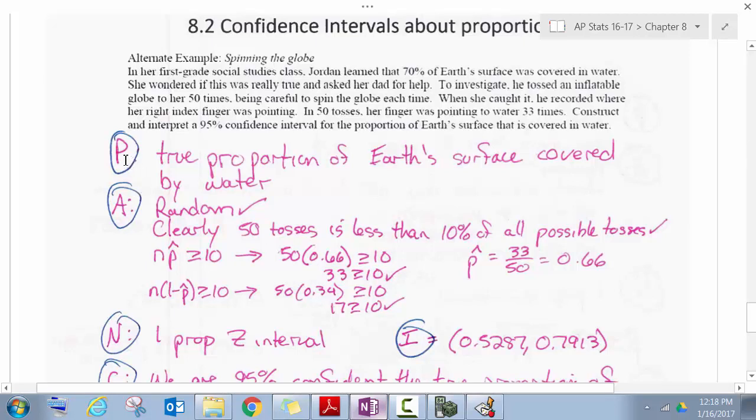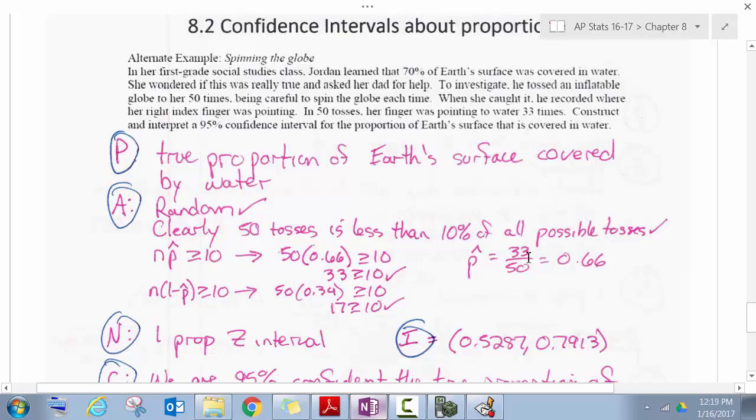So P, remember we're doing our PANIC. P, the true proportion of Earth's surface covered by water, is what we're trying to find out. That's our parameter. Then, is it random? Yeah, it was randomly tossed. Pretty lamely, but it was randomly tossed. And clearly 50 tosses is less than 10% of all possible tosses. Kind of a stretch, but that's what we want.